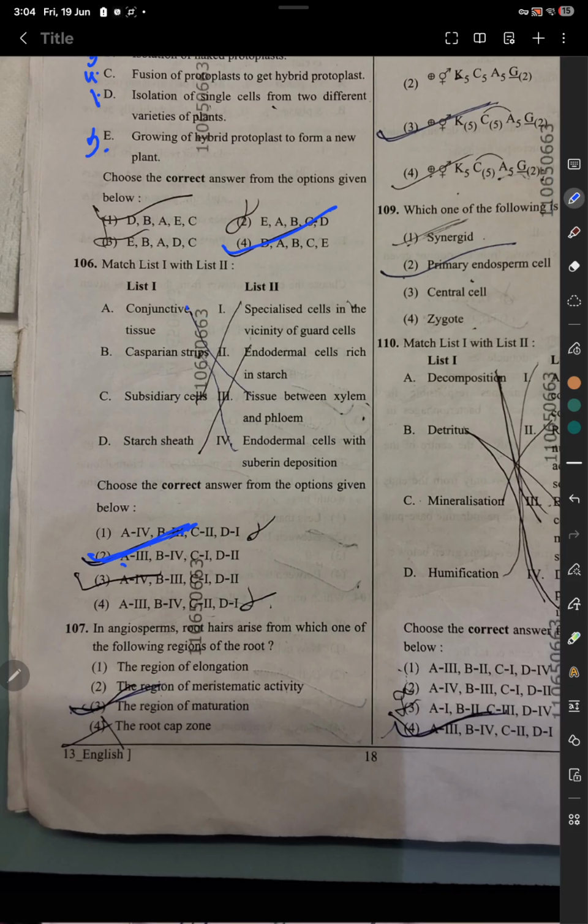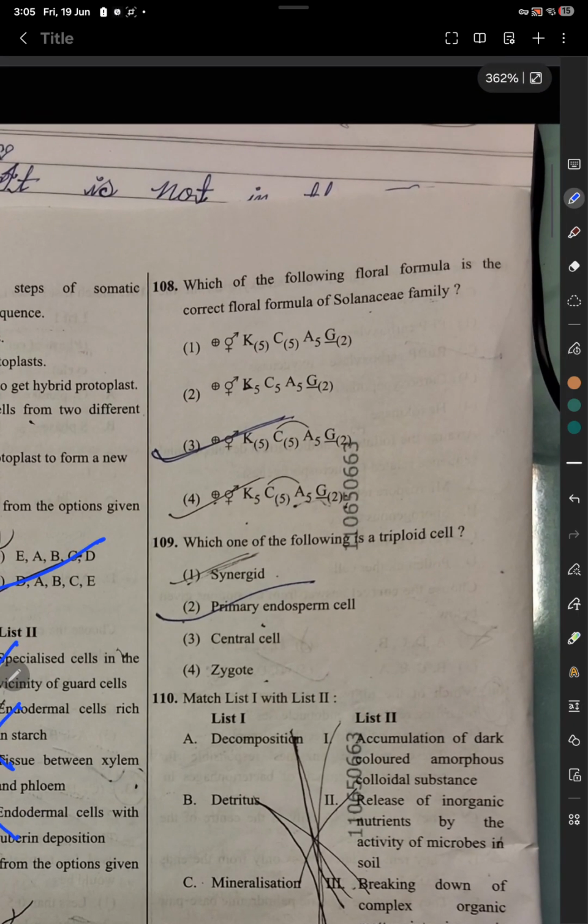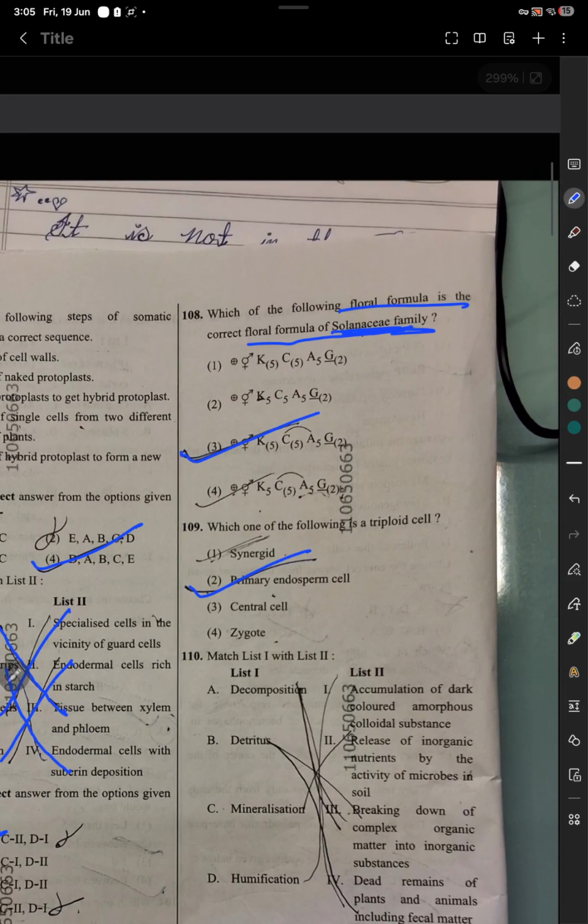A, conjunctive tissue between xylem and phloem. Then B is this. For C it's this, and for D it's this. Then question number 107. In angiosperms, root hairs arise from which one of the following regions of the root? Region of maturation. Option number 3 is correct. Then which one of the following is the correct floral formula for the Solanaceae family? Option number 3 is your correct answer. And which one of the following is a triploid cell? Then your answer is number 2, primary endosperm cell.